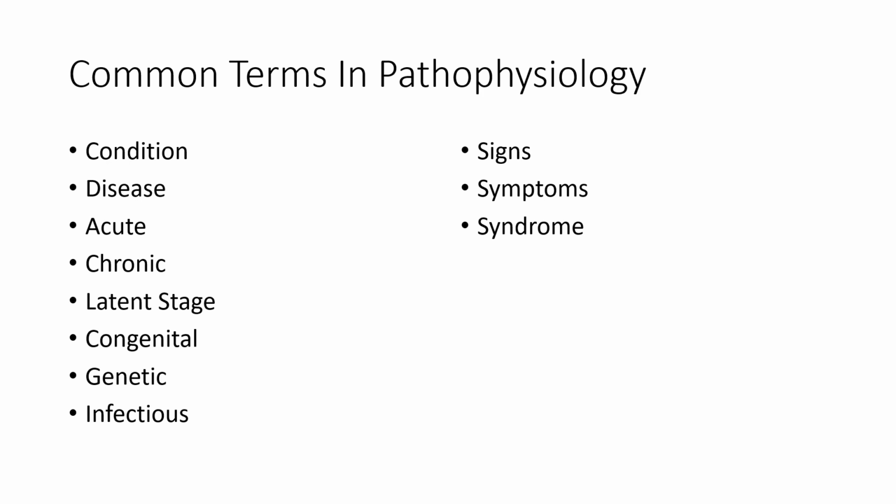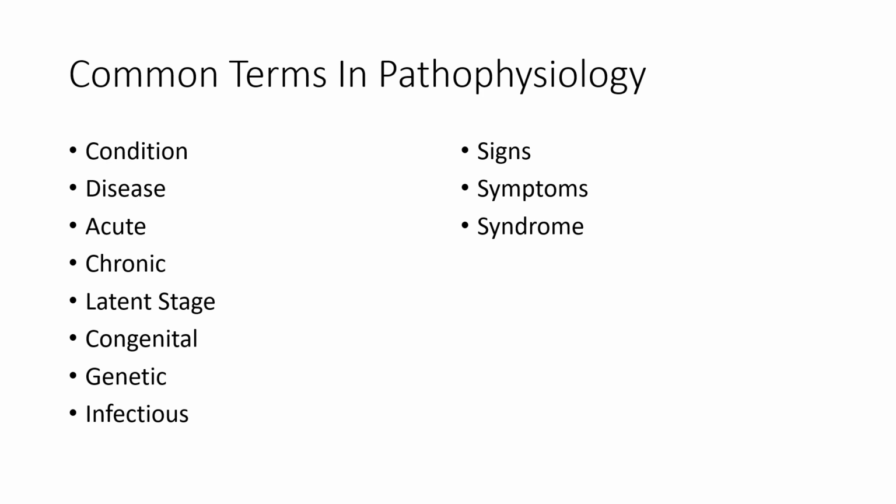Another common term, acute, refers to a condition or disease that has a sudden onset or a short course in the body. An example of that would be strep throat. Chronic is lasting a long time, maybe a lifetime. Diabetes mellitus and heart failure are considered to be chronic conditions.